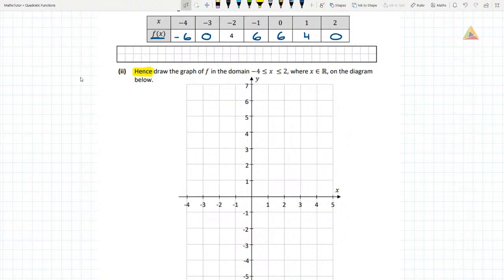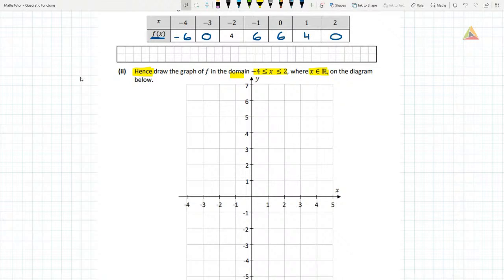So it asks us to draw the graph of f in the domain -4 ≤ x ≤ 2, where x is an element of ℝ, on the diagram below. So x is an element of ℝ is just telling me it's a real number. So that's going to be a smooth curve. I'm going to have all my numbers from -4 to 2. They're the x values that I want to use. So the domain, these are the x values, and they're the numbers that we're going to put into our function.